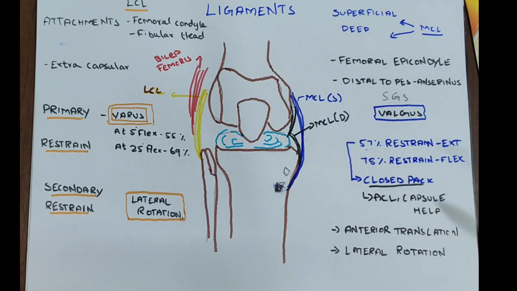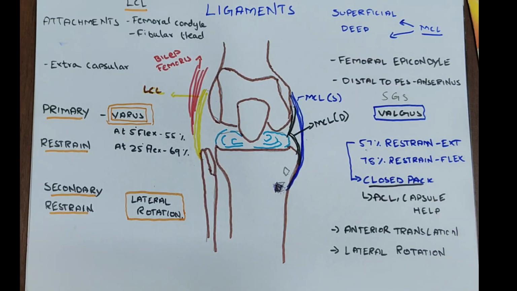Now we'll talk about the valgus stress. The valgus stress depends upon the degree of flexion and extension. The strain depends upon the degree of flexion and extension. So 57% of the restraint happens in the extension position. The remaining 78% of the restraint happens in the flexion position.